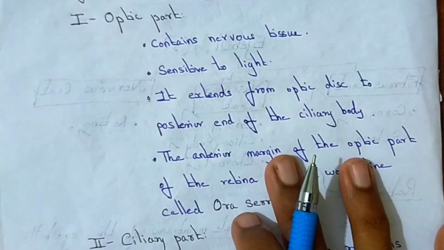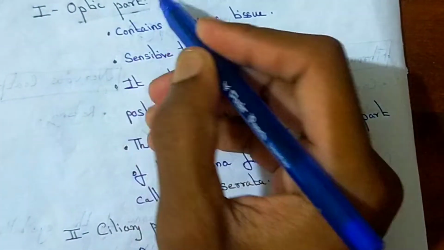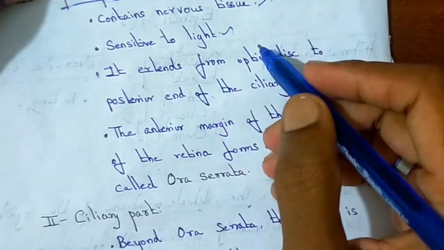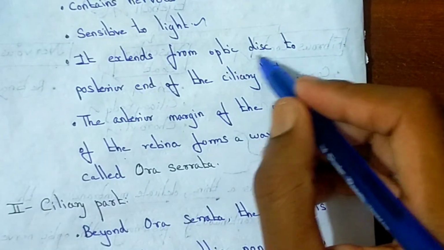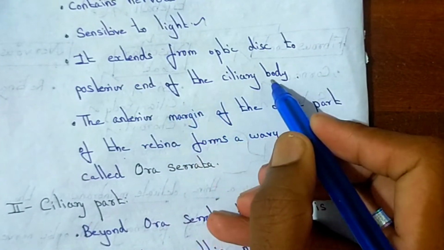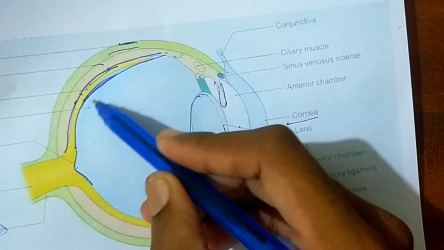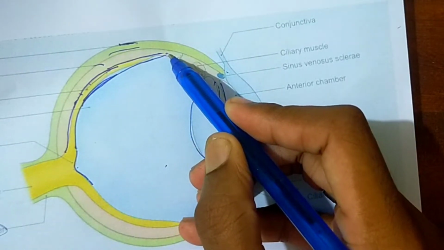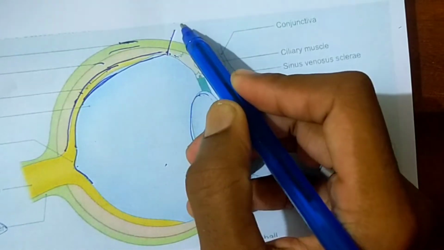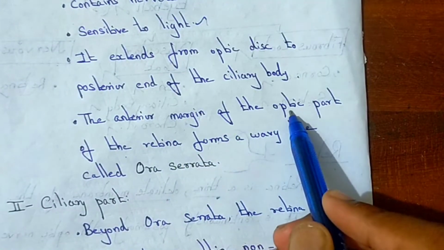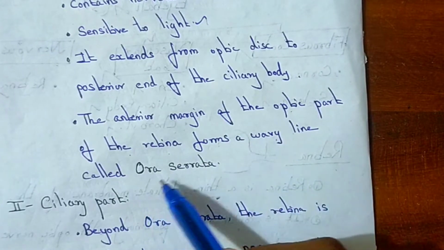Okay, the parts of the retina. First is the optic part. It contains the nervous tissue, sensitive to light, and extends from the optic disc to the posterior end of the ciliary body. You can see in this picture. Again, this is the ciliary body. So it extends up to the ciliary body, and this part is called the optic part, up to here. The anterior margin of the optic part of the retina forms a wavy line called the ora serrata.